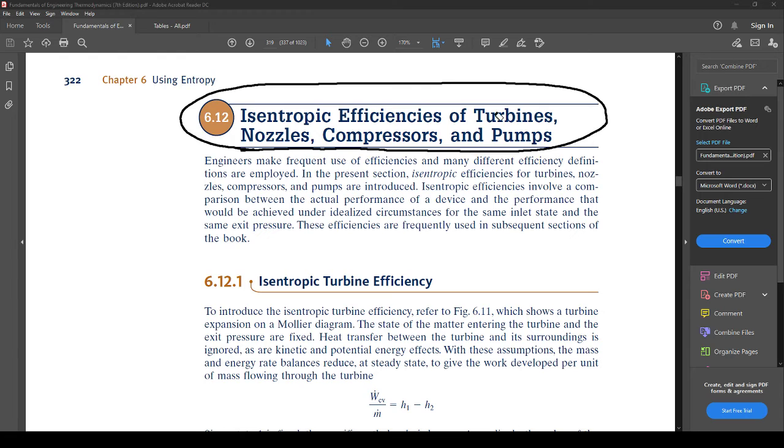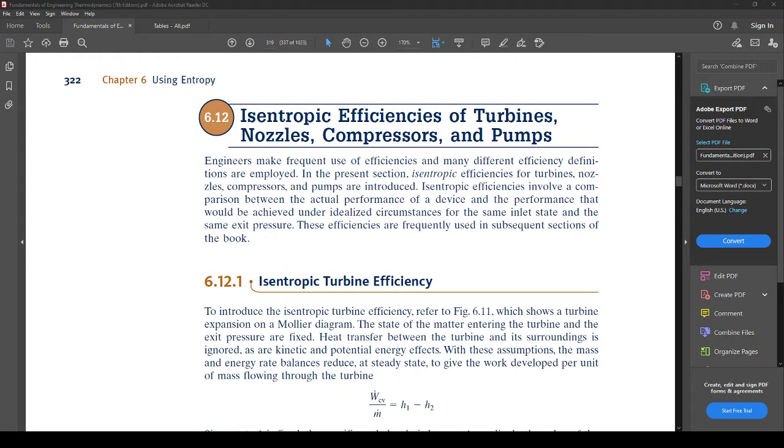And so whenever you see one, you need to know, number one, the relationships between work and heat transfer. You need to know how the isentropic efficiencies work. So we're going to introduce that here, isentropic efficiency.